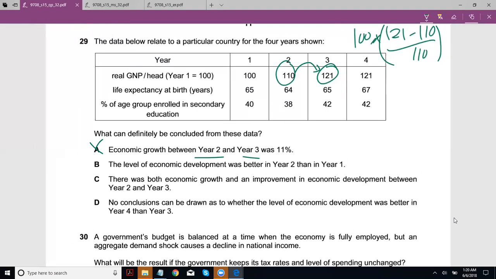The level of economic development was better in year 2 than in year 1. So in year 2, the life expectancy went down, which is bad, and there's the percentage of age group enrolled in secondary education. What do you think they mean by this percentage of age group?